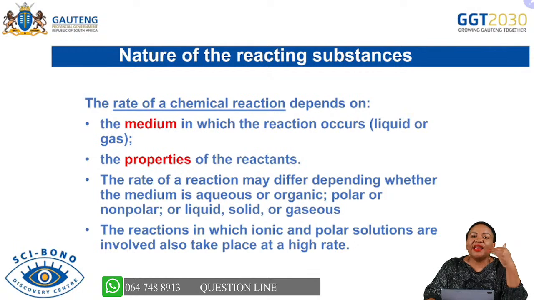That is why we are saying another factor that can affect the rate of reaction is the nature of the reacting substance. The rate of reaction may differ depending on whether the medium is aqueous or organic, polar or non-polar, or liquid, solid or gas. Reactions in which ionic and polar solutions are involved also take place at a higher rate. So we normally say that if we have a reaction between ionic and polar solutions, the reaction rate will sometimes be higher. But this definitely depends on the property of that specific reactant, whether it makes the reaction slower or faster.